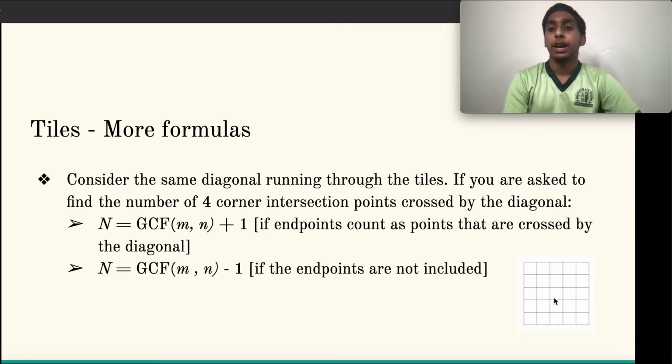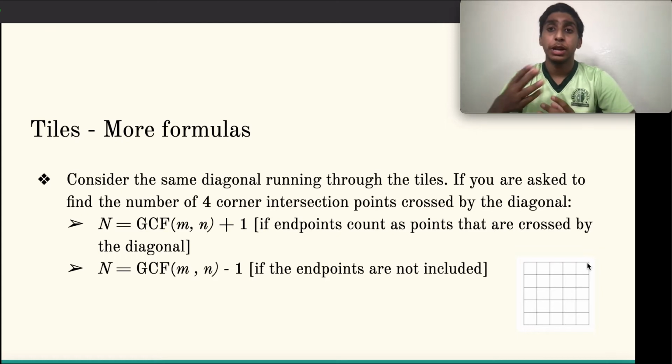So as you can see, I have a little grid here, and when they ask how many four-corner intersection points are crossed, basically they're just asking, if you draw a diagonal, how many points is it going to cross? If endpoints are included, that simply means the point where the diagonal starts and ends, you're including that. If it's not included, you're simply not including that.